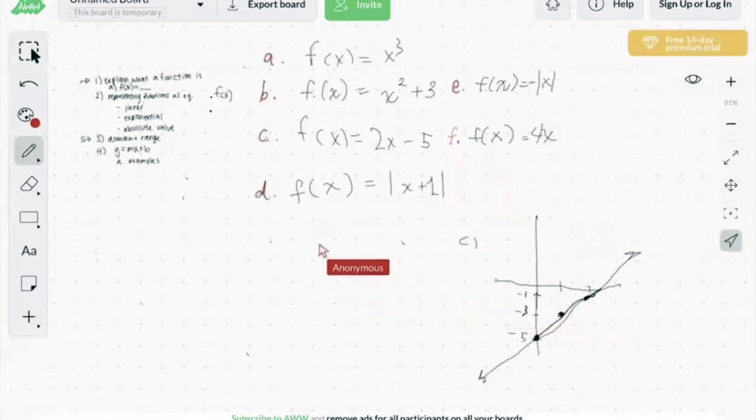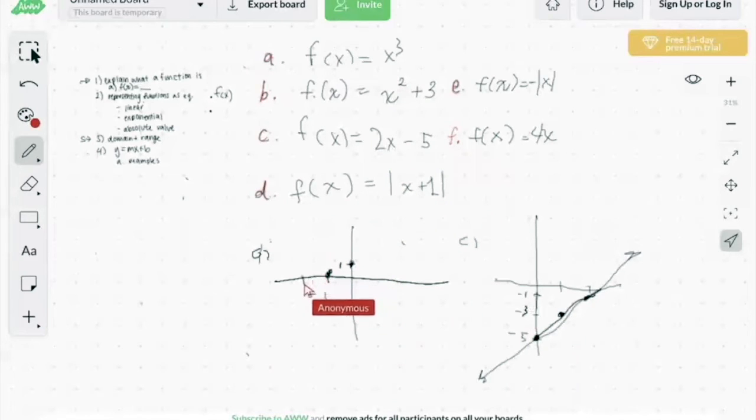Now let's look at D. Let's do the same thing for D. Let's try graphing some of the points. So at 0, f of x will be 1. So it'll be somewhere here. At -1, it'll be 0 because -1 plus 1 is 0, and the absolute value of 0 is 0.